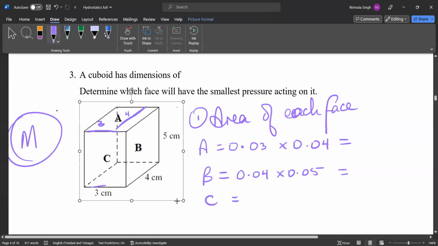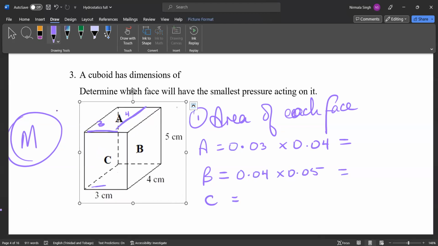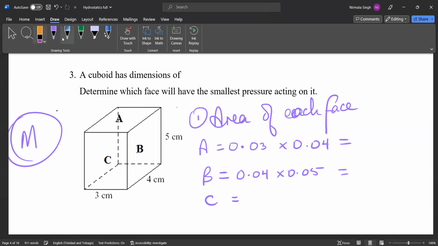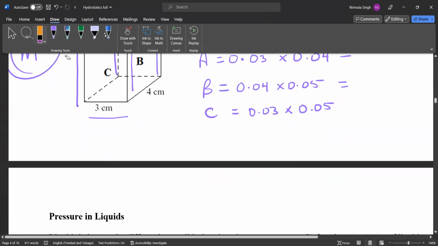0.03 multiplied by 0.05. Right? So we can see that C, this is C and this is for C. So it's 0.03 multiplied by 0.05. Right? All these lines here are 0.05.